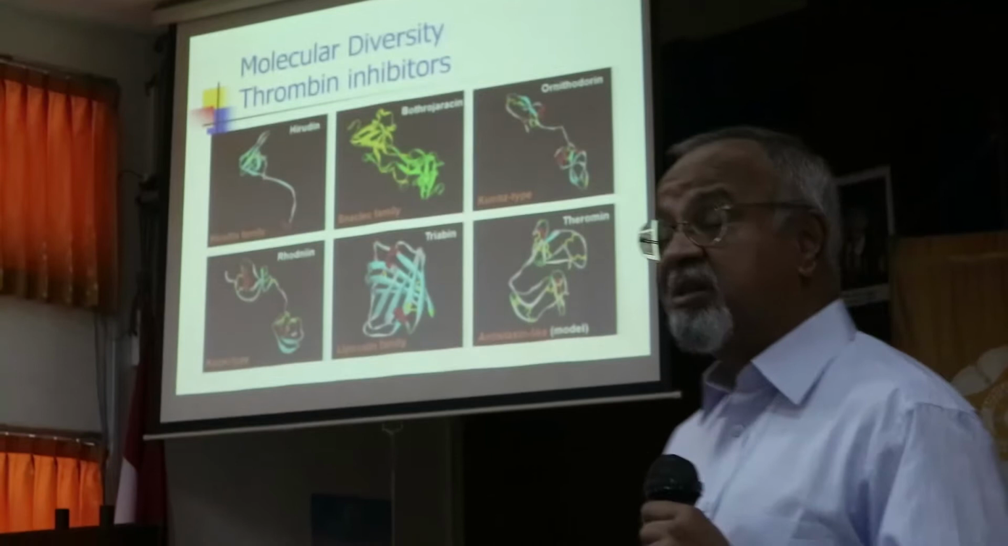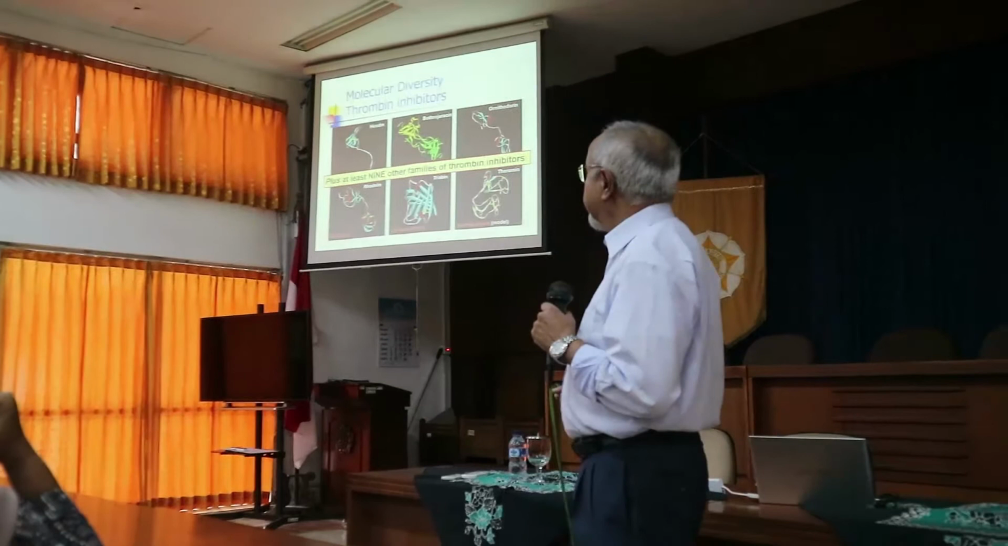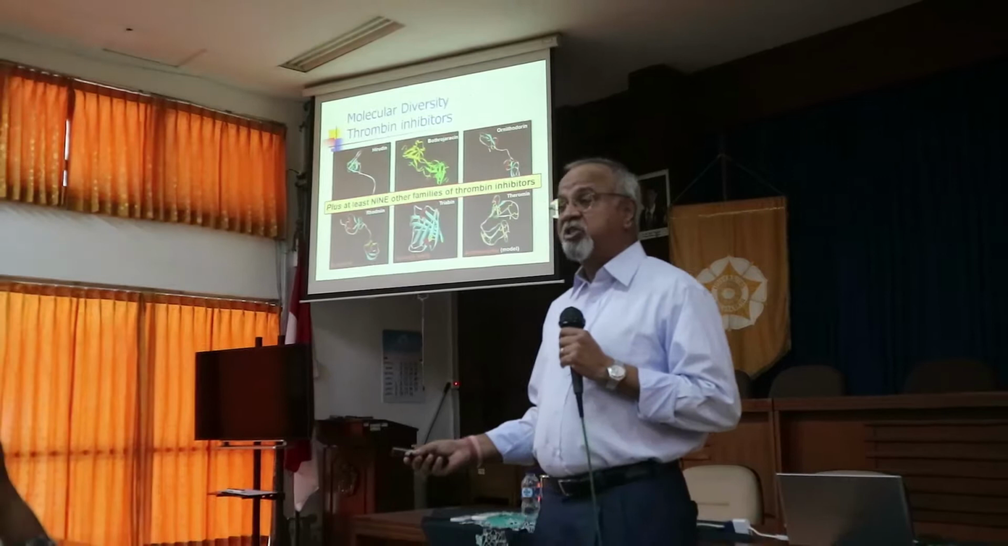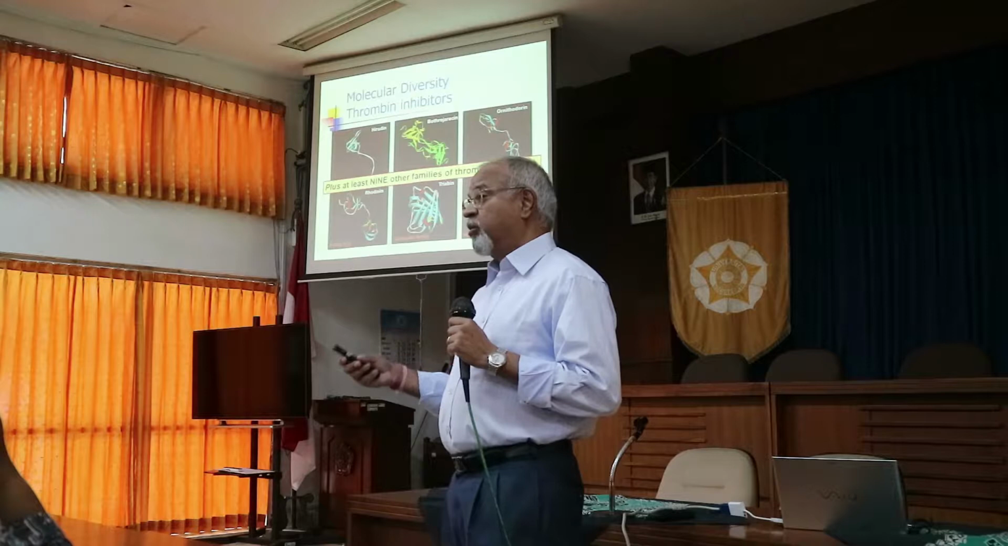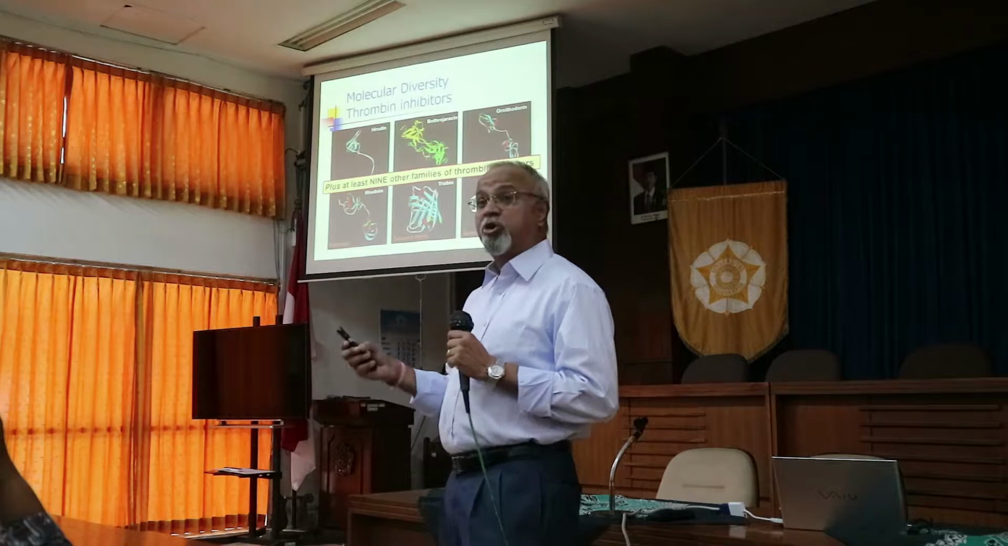These are not the only structural diversity. So there are more than 9 other families of thrombin inhibitors. You can imagine there are probably about 15-20 families of thrombin inhibitors whose structures are very, very different. So you can imagine how nature has tackled this problem of just inhibiting thrombin.